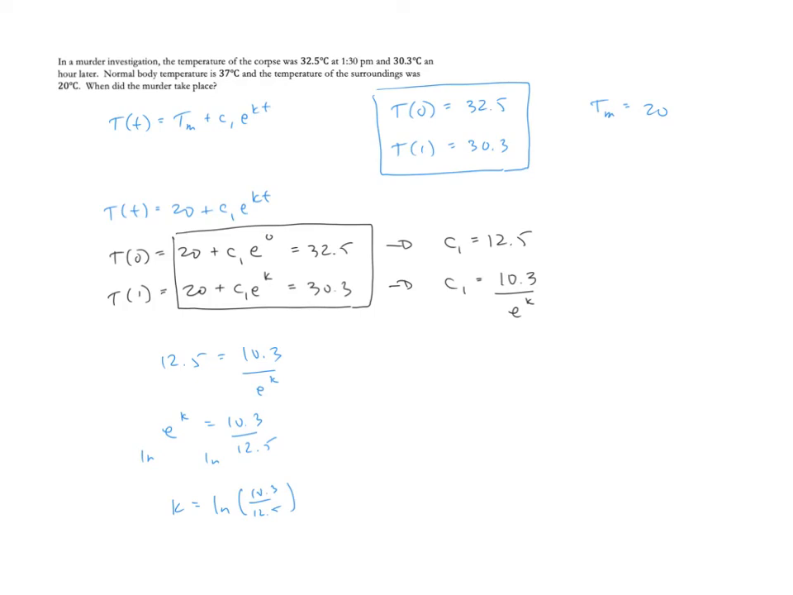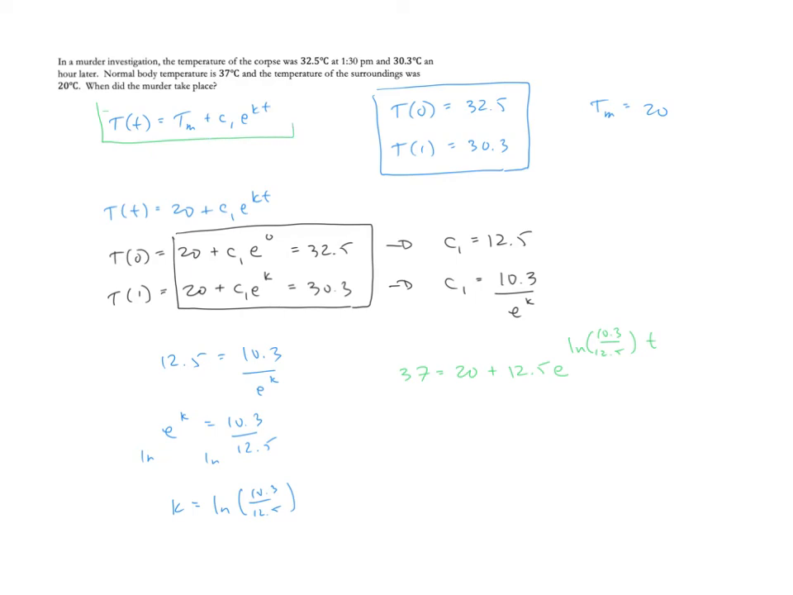that we're interested in. We know that normal body temperature is 37 degrees. We know that the initial temperature was 32.5. After an hour, it dropped to 30.3. So if we want to figure out when this murder took place, we're trying to find a t-value, in particular with the information C sub 1 equaling 12.5, k equaling this, and our temp T equaling 37. So watch, when I plug all this in, I'm going to get 37 equals 20 plus the 12.5 times e raised to the natural log of 10.3 over 12.5 times t.